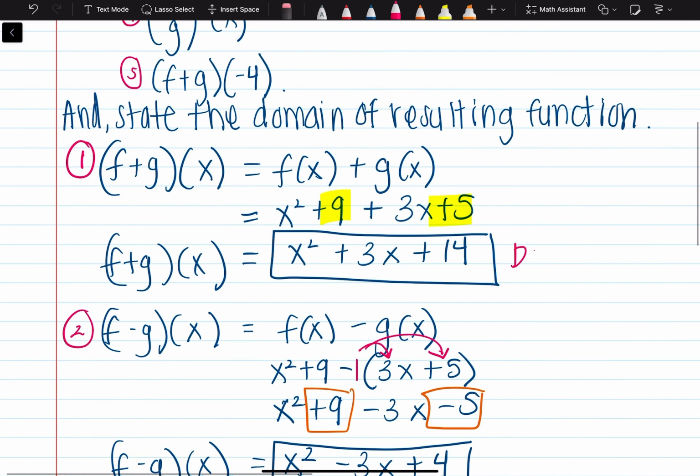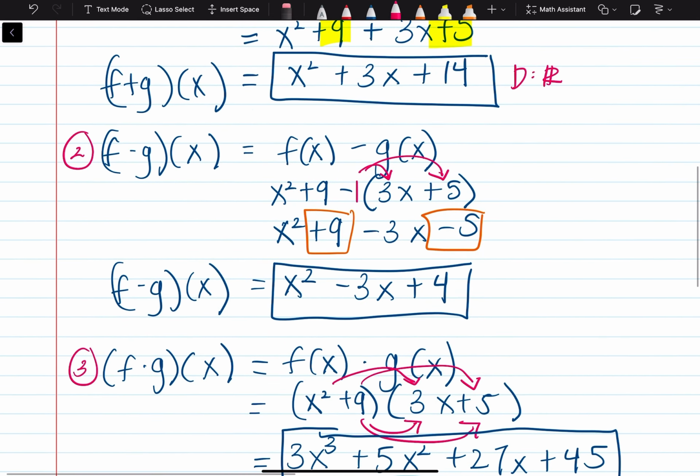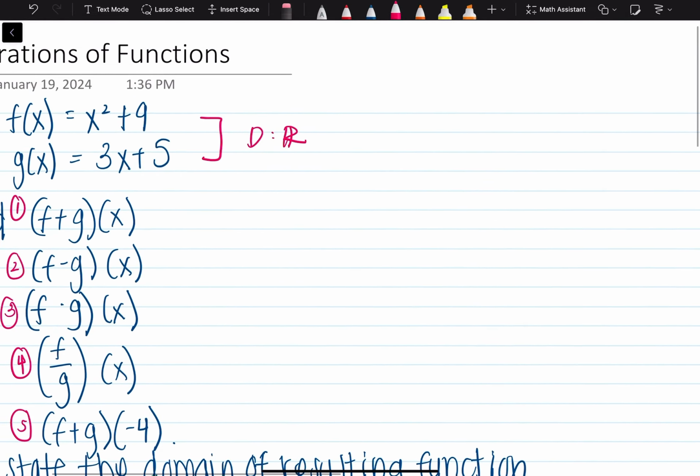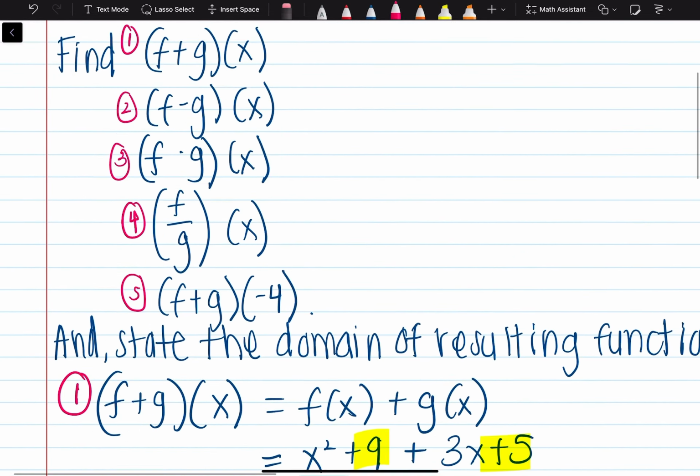So this one, the domain would be all real numbers. This one, the domain would be all real numbers. This one, the domain would also be all real numbers. It's not until something like division where you will get a different type of domain, or like I said, if originally these functions didn't have the domain of all real numbers.